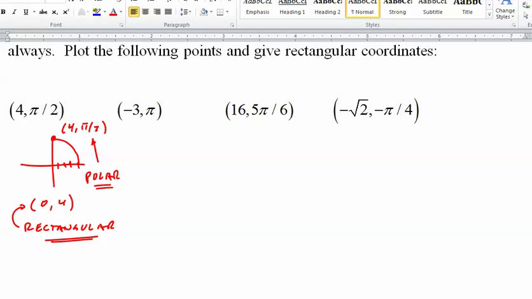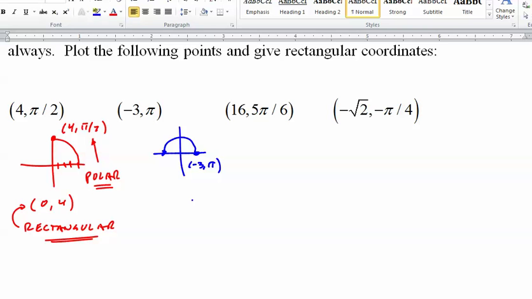Now you can have negative radians, degrees. You can have negative r values. For example, this one you would go negative 3 and then pi. Now I'm going to do this one the other way. Let's go to pi, and 3 would be here, but negative 3 takes us right back. This is negative 3 comma pi.